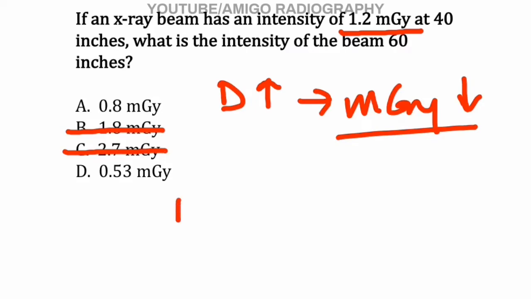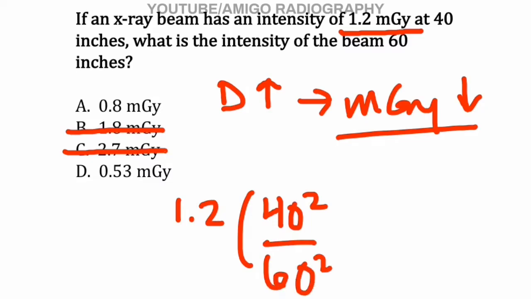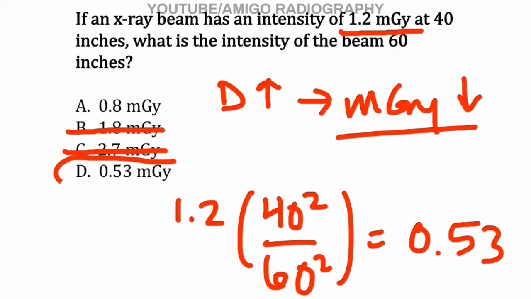We simply start with our initial intensity of 1.2, multiply it by the ratio of the square distances, which is 40 squared over 60 squared, and that's going to give us a new intensity of 0.53. And so we know the answer is D. And once again, if you had mistakenly forgot to square the distances, your answer would be wrong. If you had accidentally flipped the numerator and the denominator, in other words, putting 40 squared in the wrong place and 60 squared in the wrong place, you again would have got an incorrect answer.